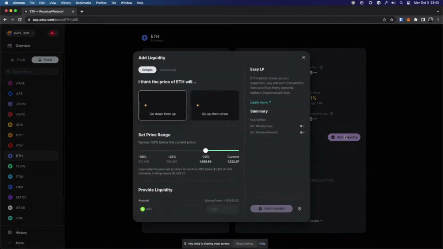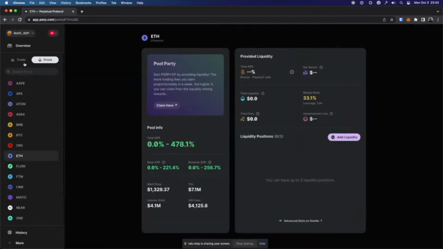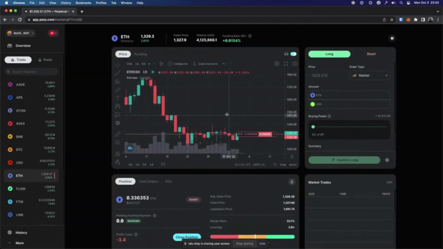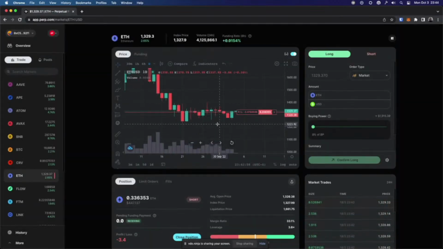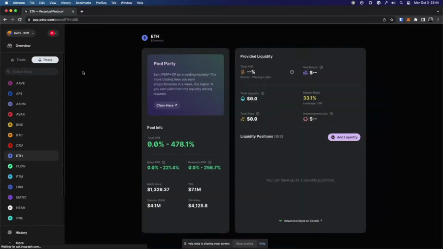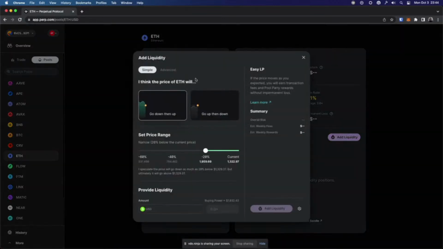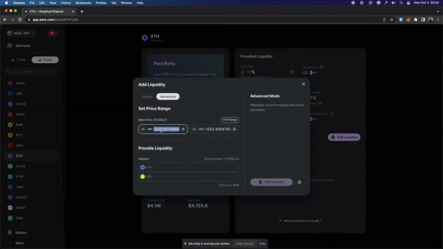So we'll do, yeah, that's a good number. 1225 to like 1405. So we'll go 1225 to 1405.